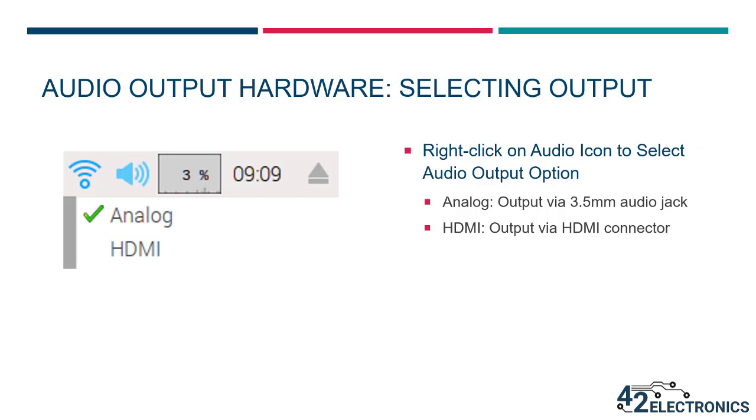You can switch between these two outputs by right-clicking on the audio icon in the upper right menu bar and selecting the option that you'd like. So analog, that selection will output audio on the 3.5mm audio jack on the side of the Pi. If you select HDMI, then that will output audio on the HDMI connector so it can be received by an HDMI connected device with speakers.